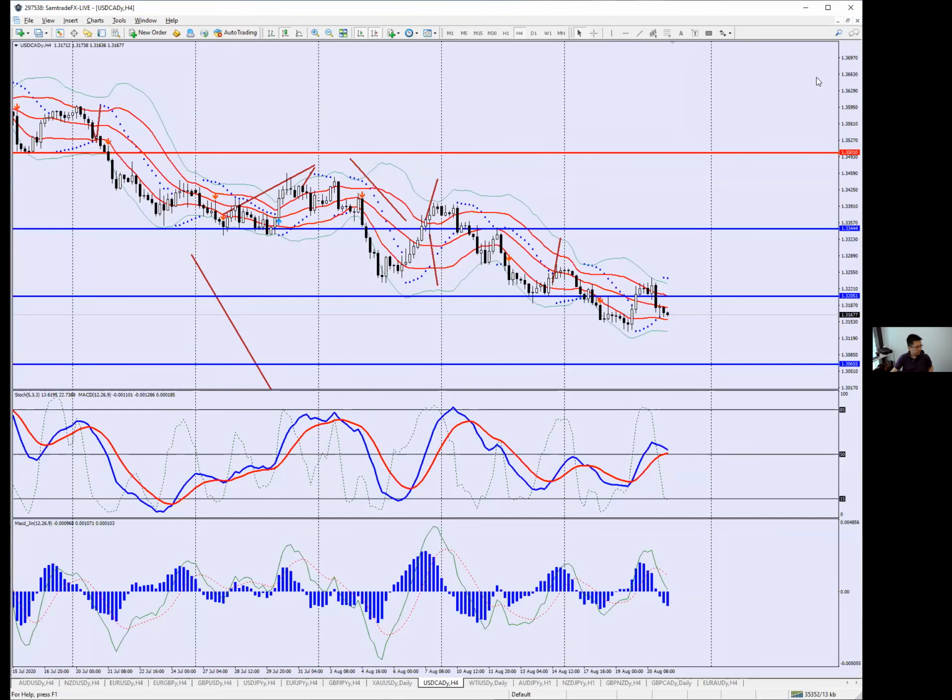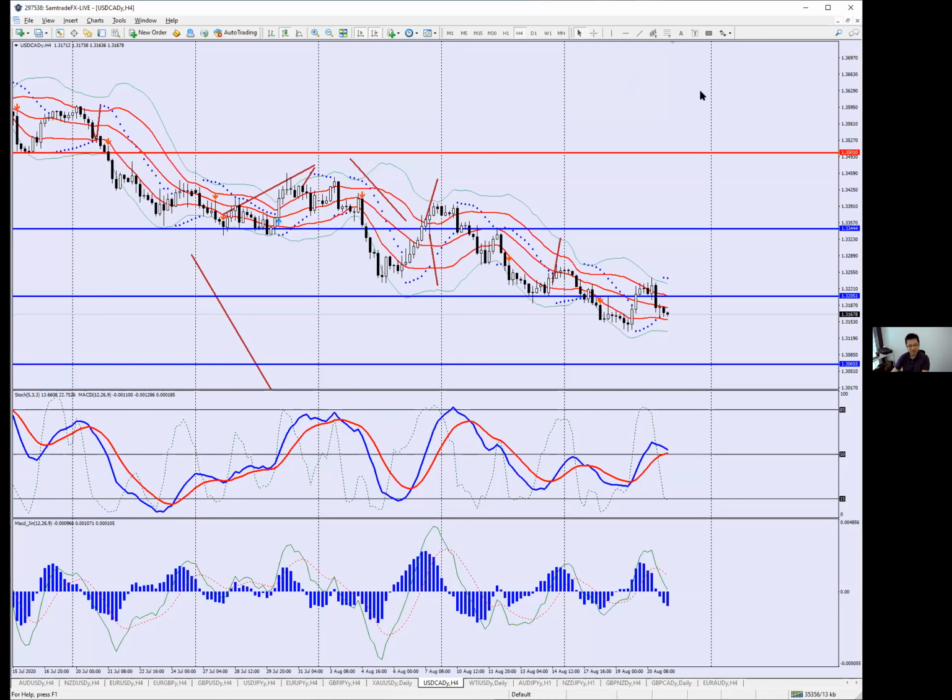Okay, so you can see my chart. This is the US CAD. I know it's a little bit small, I'll zoom in shortly. Right now, you can see that the US CAD on the H4 time frame has been on a downward move since mid-July, heading lower and lower. Right now, it seems that it's broken below this 1.32 level.